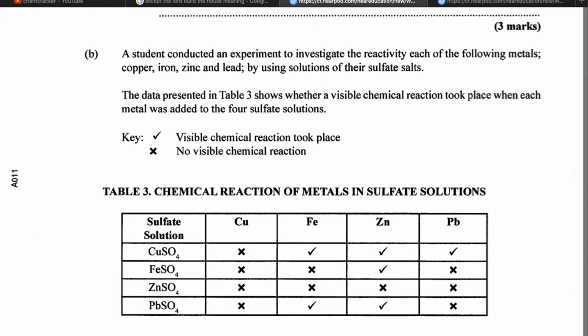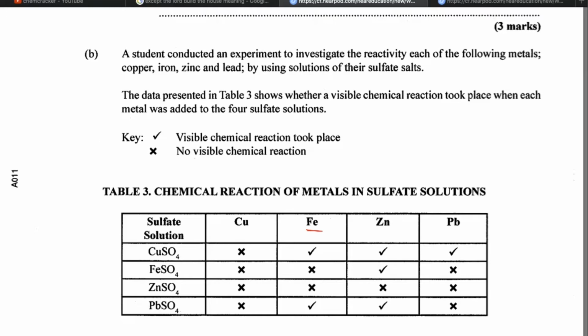The card is above. How I look at this or how I approach this, you can think of it as football. So we have the metals on our right and the metal solutions are on our left. So we will take iron, for example, and we add iron to a solution of copper sulfate. And if there's a visible reaction, which there is, the tick is there, it means that iron would be taking the place of copper. A displacement reaction will be taking place.